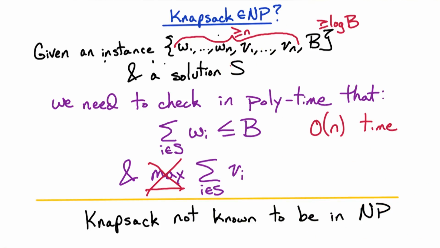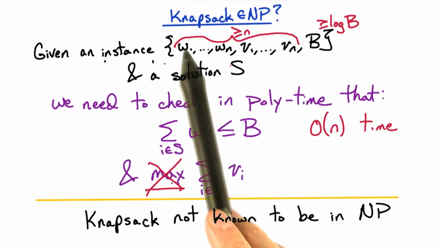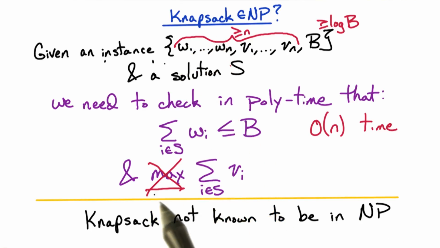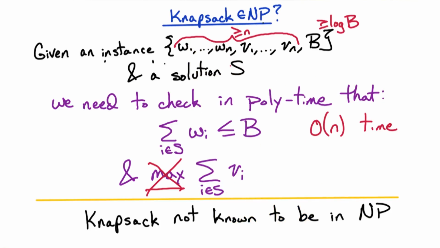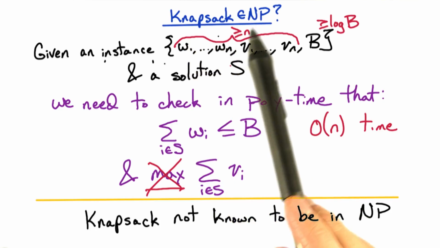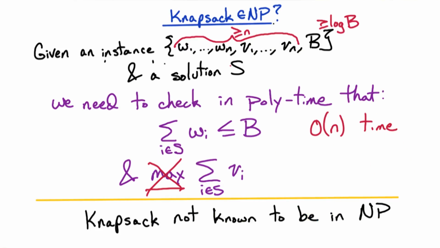Now, is knapsack not in NP? Well, we can't prove that at the moment. If we could prove that knapsack is not in NP, that would imply that P is not equal to NP. It could be the case that there is a polynomial time algorithm for the knapsack problem, and then we could check this maximization in polynomial time. So what can we say? We can say that if you said knapsack is in NP, that is incorrect. And as for knapsack not being in NP, well, we don't know whether or not that's true.